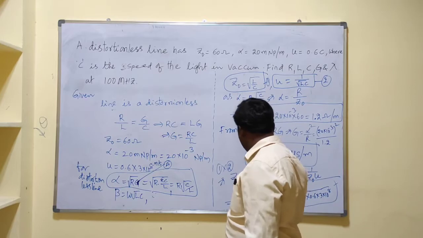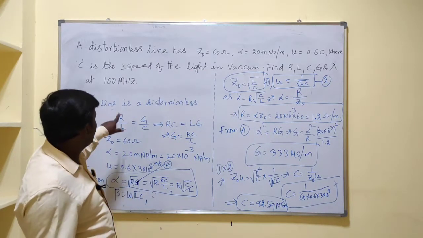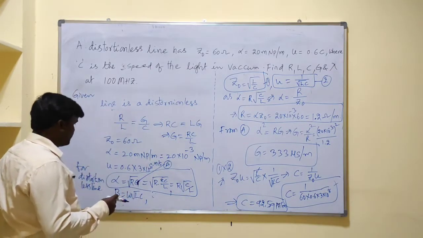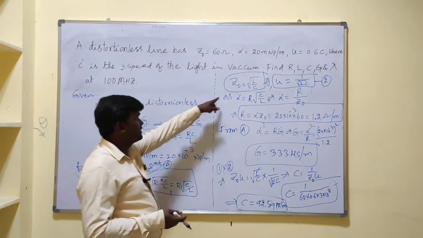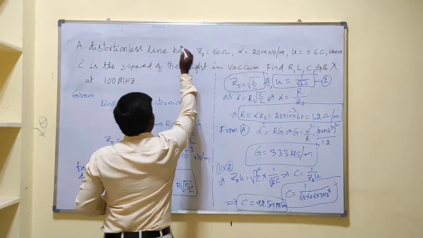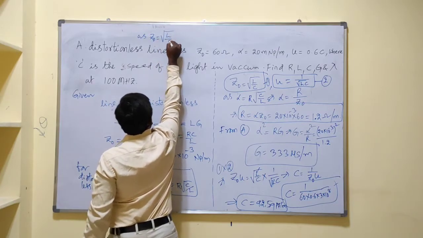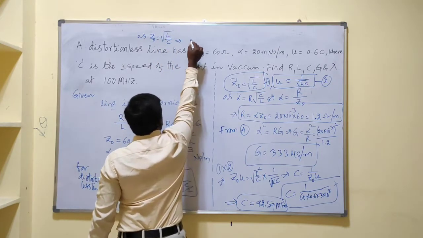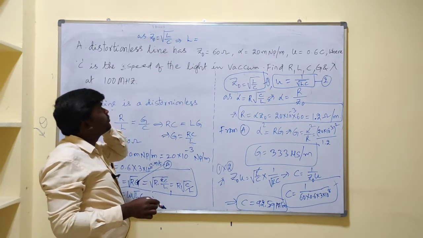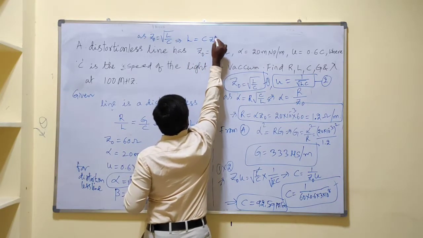R is over, G is over, C is over. We require L. Then L can be determined by using the relation Z naught equal to root L by C. Apply square on both sides. We will get Z naught square equal to L by C. Then L equal to C into Z naught square.